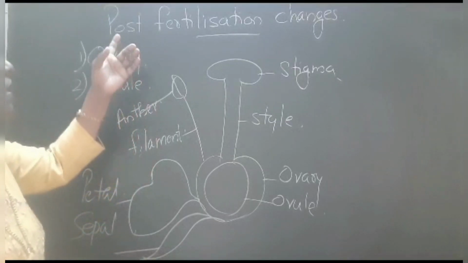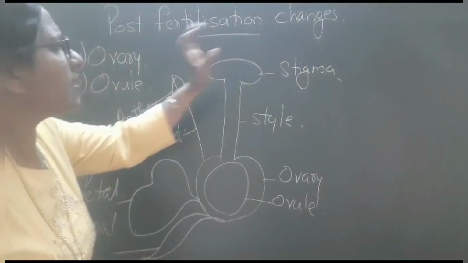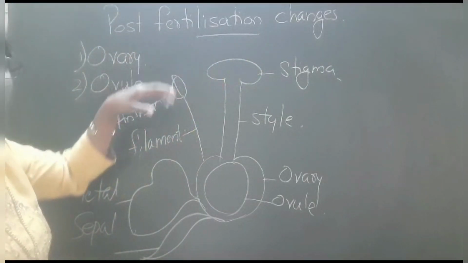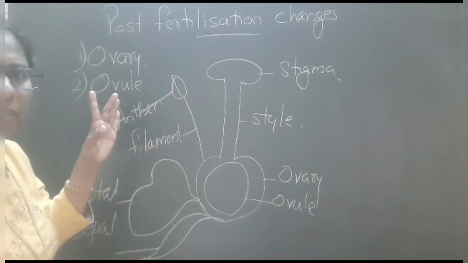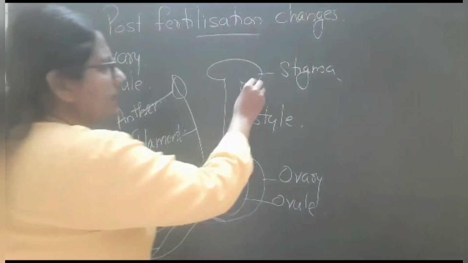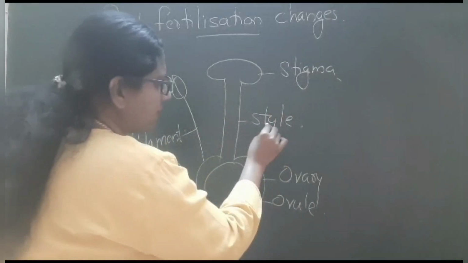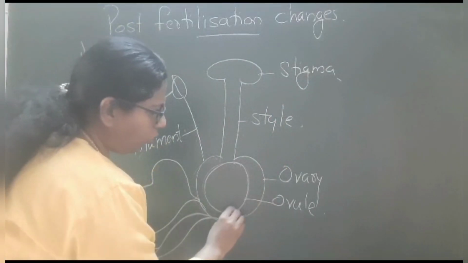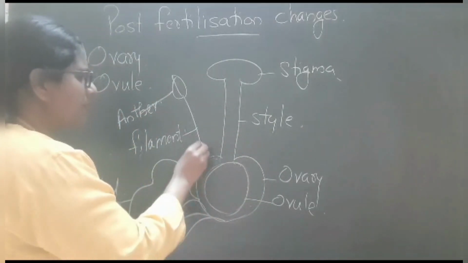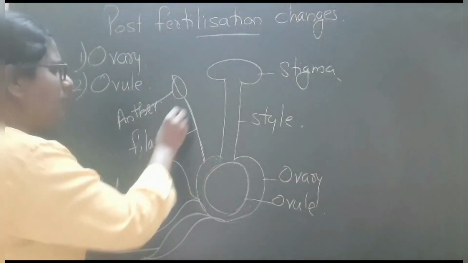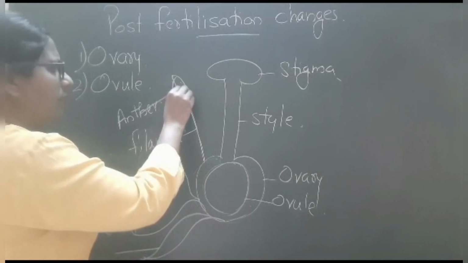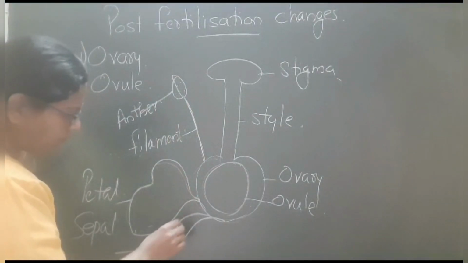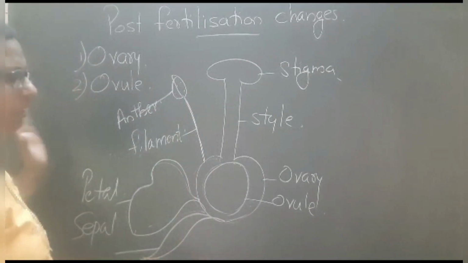Now we'll see post-fertilization changes, or after fertilization what changes take place in a flower. That is what we are going to see. Here is stigma, then comes style, ovary, inside ovary, ovule. Then there is a filament and then anther. In the anther there are pollen grains. Then comes petal, then there are sepals.